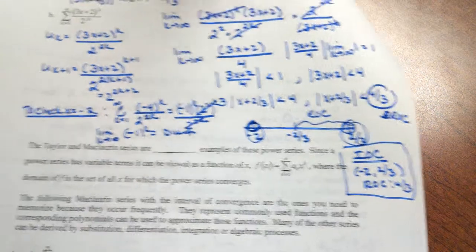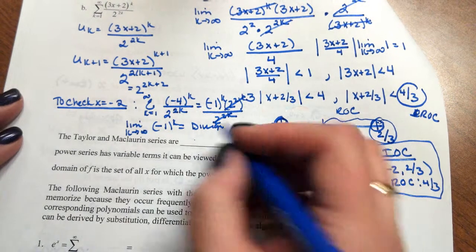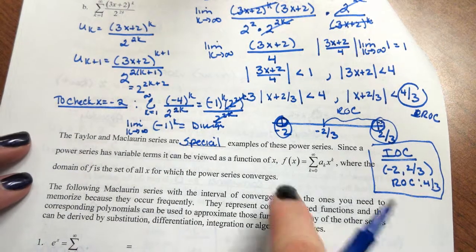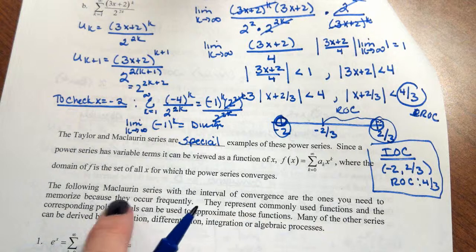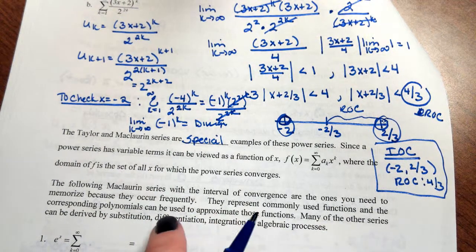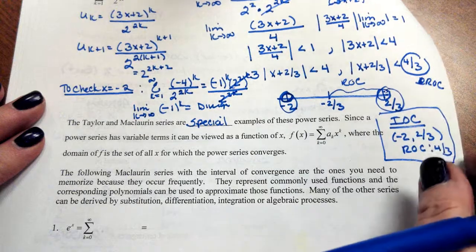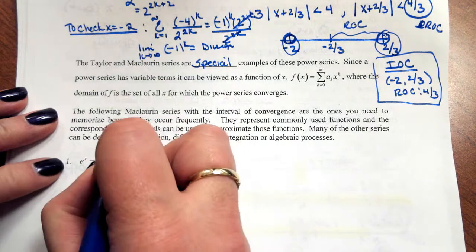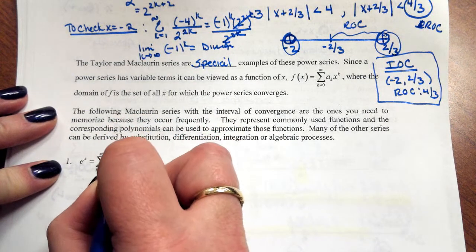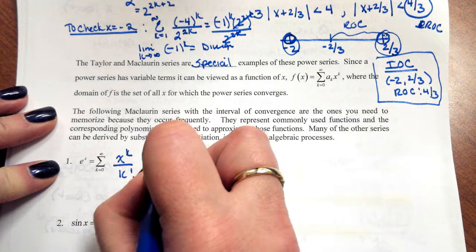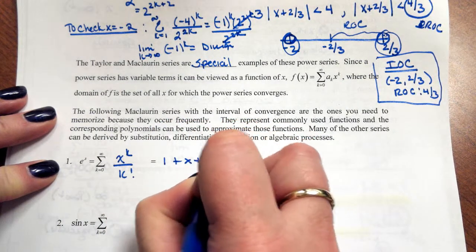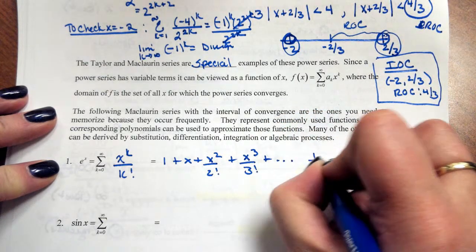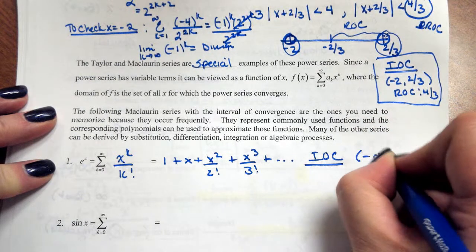So now, the Taylor-Maclaurin series are special examples. Since a power series has variables that can be viewed as a function of x, these Maclaurin series with the interval of convergence are the ones you really need to memorize because they occur most frequently. And again, they're used to approximate those other functions. So e to the x, remember, has your series x to the k over k factorial: 1 plus x plus x squared over 2 factorial plus x to the third over 3 factorial plus ... The interval of convergence for e to the x is going to be all real numbers.